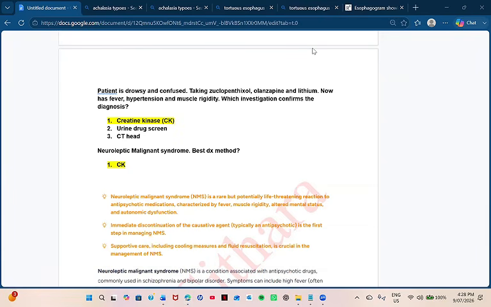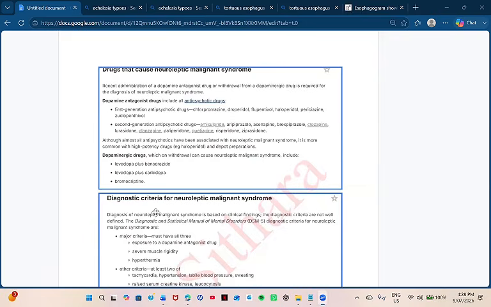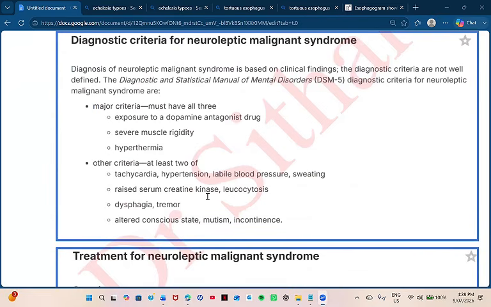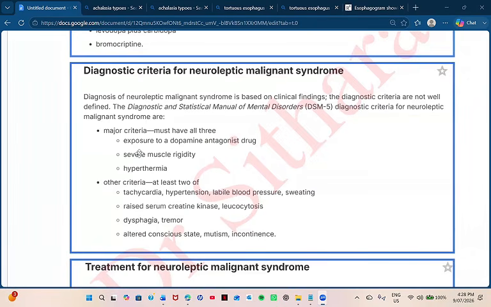Yes, it's a minor criterion to confirm. Actually, to confirm the diagnosis, this is the diagnostic criteria, right? The criteria should be there, but we don't know the question. But given the options, we can go with CK. But for me, if these three are present, that can be the best for the diagnosis: exposure to a dopamine antagonist, severe muscle rigidity, hypothermia. In that case, I think they will give these three in the stem, and one more criterion as an example.